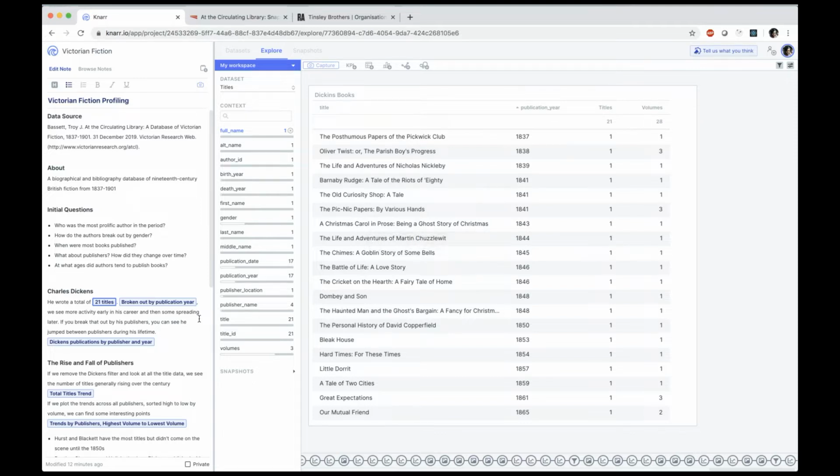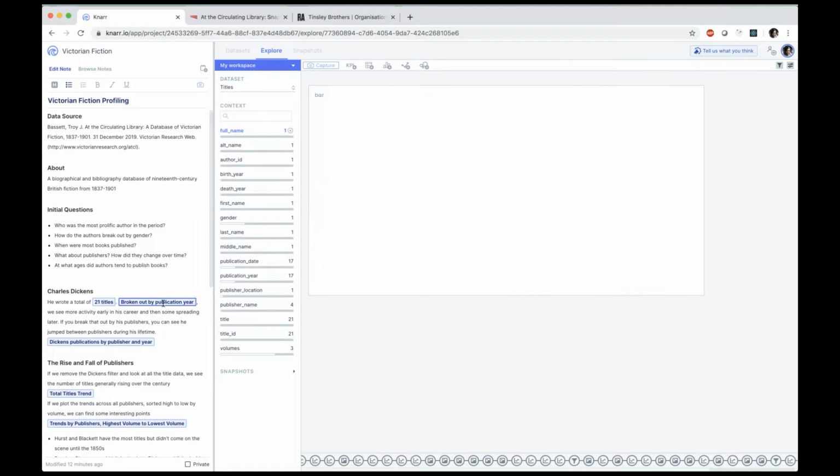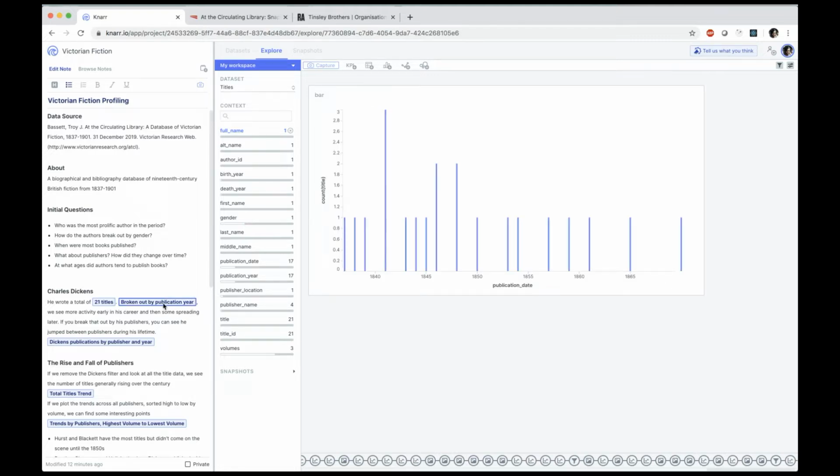Now we can learn more about how his writing went if we break that out by publication year. So here we get a visualization of how many titles he was writing per year, and we can see that he did a lot more work, it seems, maybe earlier in his lifetime, and then as he got a bit older, maybe the pacing slowed down a little bit. It was more spread out with the publications of his work. I think he had this one year in 1841 where he published 3 titles.